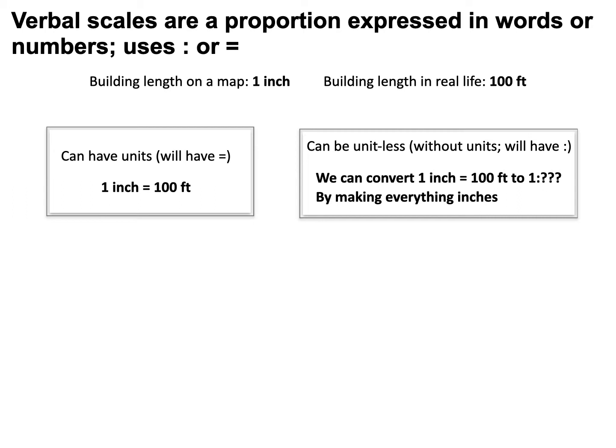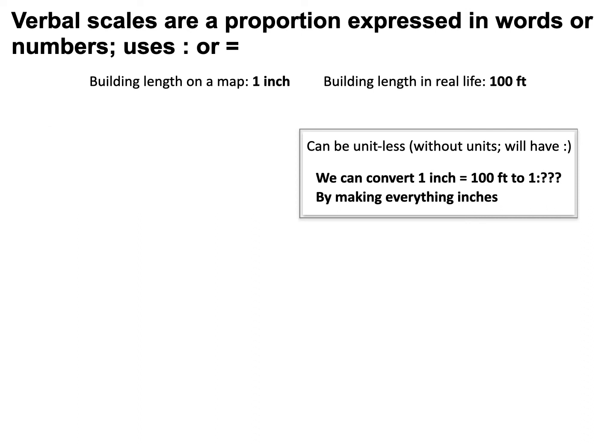So this is our assignment, so we better do it. We want to figure out what the unitless verbal scale would be, and we know that our scale is 1 inch equals 100 feet. What do we do to get it to be 1, with a colon, to something else? We need to get everything in the same units. So how do we do this?